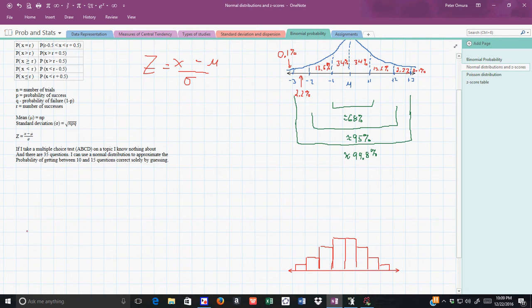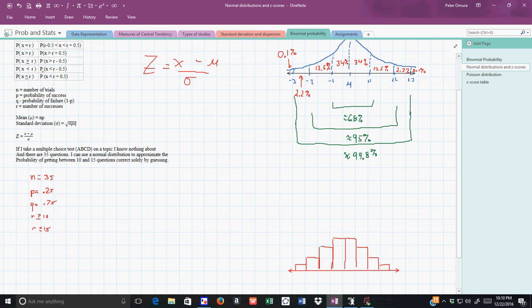First thing I know is I have 35 questions, and the probability of getting them right is 1/4 or 0.25, which means the probability of getting them incorrect is 0.75. Now, my R values, there's two R values actually. It says I want to get between 10 and 15. So R has to be greater than or equal to 10, and R has to be less than or equal to 15. So let's take a look at what that actually means.